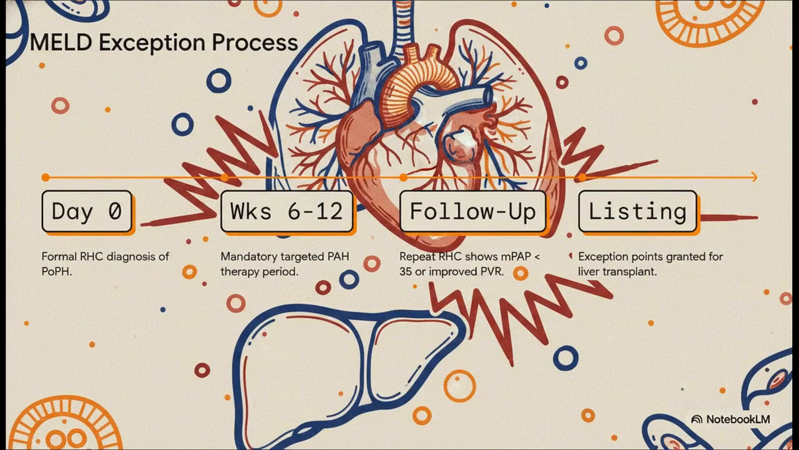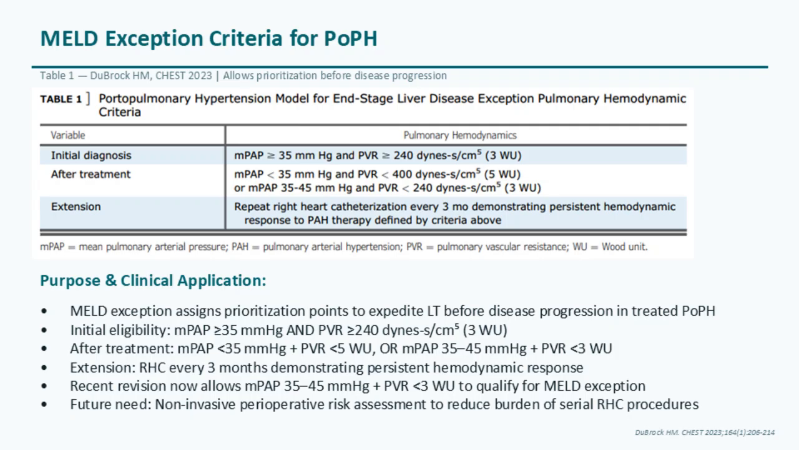Because waitlist mortality for untreated PoPH is exceptionally high, the transplant community developed MELD exceptions to expedite these patients. Historically, getting one of these exceptions was somewhat subjective and highly variable between centers. Now, the criteria are far more rigid, standardized, and heavily evidence-based.